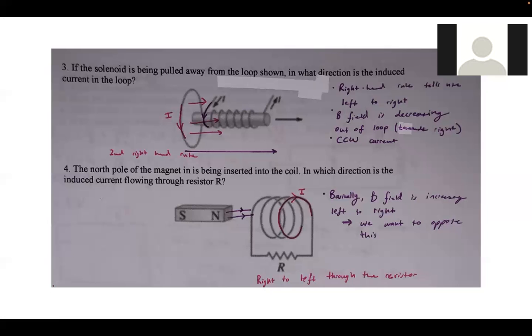So we have a north pole of a magnet being inserted into the coil. In which direction does the induced current flow through the resistor R? That means it needs to be specific to this area. Obviously, that field's coming out in that end, that north pole. We have our current flowing through like this, and I recommend that you choose one loop and focus on it. We'll know that the B field is increasing from left to right as it's getting closer, so we want to oppose this. Therefore it must be going right to left, or clockwise. Looking right here it's clockwise, but from here it's going from right to left through the resistor.